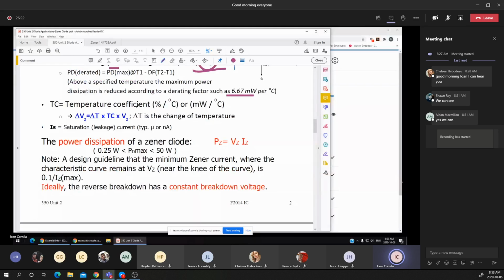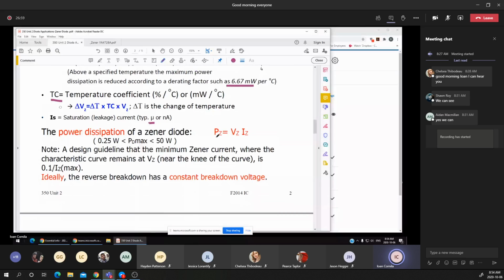TC, temperature coefficient, we may not use in our calculations. The IS, saturation or leakage current, I mentioned that we measure in microamps or nanoamps, usually in microamps. Nanoamps are for very small semiconductors or SMD, surface mounted devices.